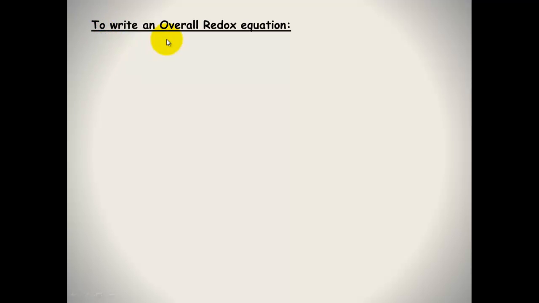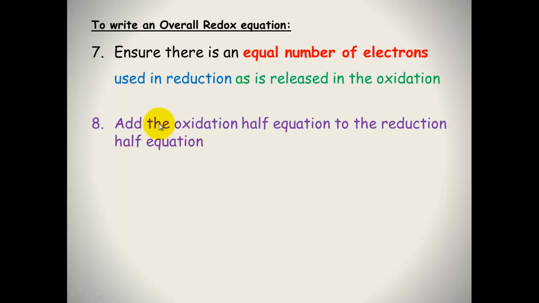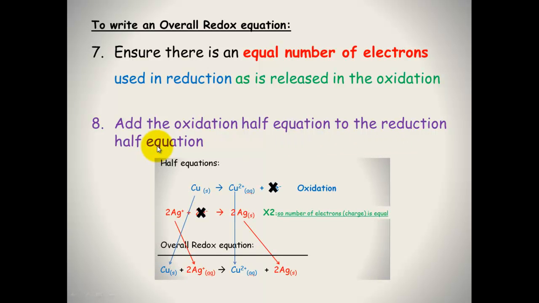The second bit is to write the overall redox equation. So what you need to do is ensure that there is an equal number of electrons used in reduction as are released in the oxidation half reaction. And then all you simply have to do is add the oxidation half equation to the reduction half equation. And when I'm saying add them together and balance out the electrons, this is what I'm talking about. And we did this in the half equation video.